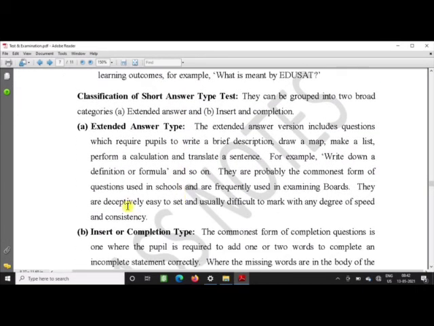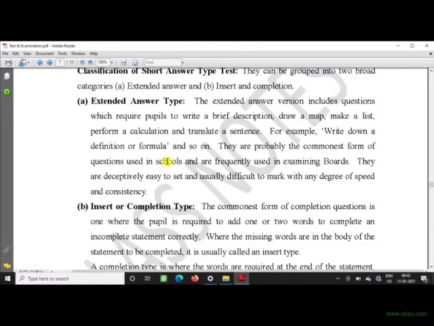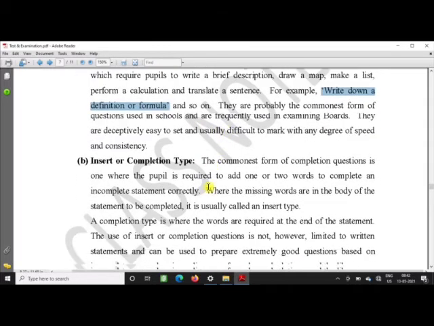Classification of short answer type question: there are three types of classification here. Extended type questions means there will be something given by the examiner in the question paper, and you have to give an extension to that question. For example, write down the definition or formula. So you have to define something, or write down a formula. Something is already there, and you will be giving an extension to it.